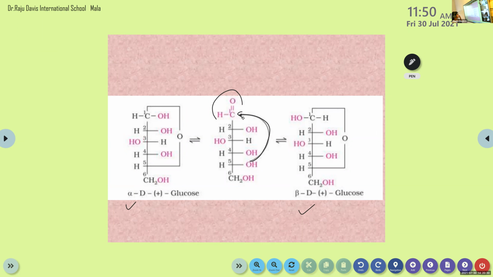And the alpha and beta forms depend upon the position of hydrogen and OH group in the 1st carbon atom. Look at the 1st carbon atom of both alpha and beta forms. Here the position of hydrogen in the alpha form is on the left side and here it is on the right side. Okay.